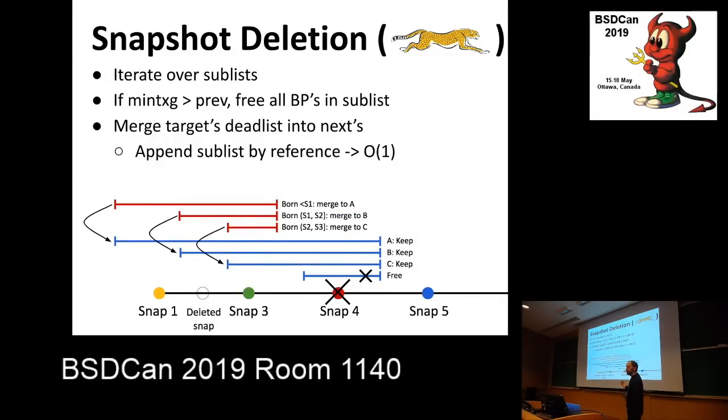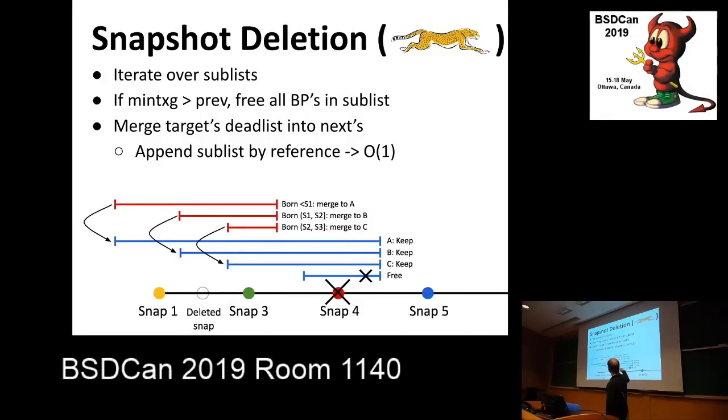So now, when we want to delete a snapshot, we need to iterate over the sublists and find the one where the sublist corresponds to this time range. So in this case, it's just this one. We need to free everything that's on this sublist and keep all the stuff that's on these ones. So we need to just merge these together and delete this one.